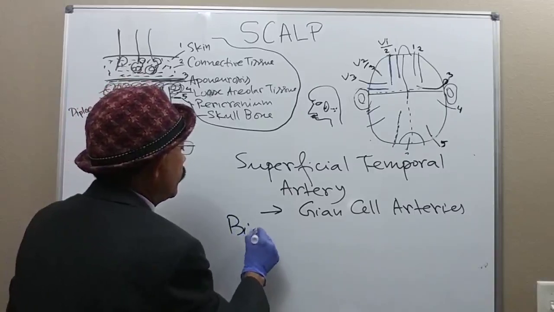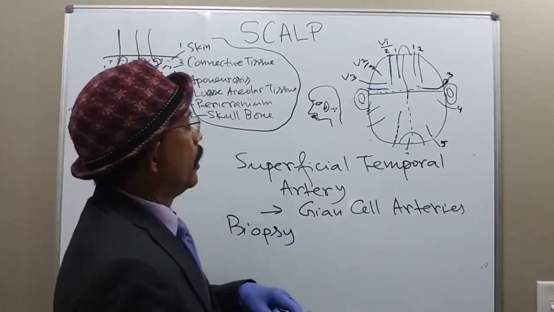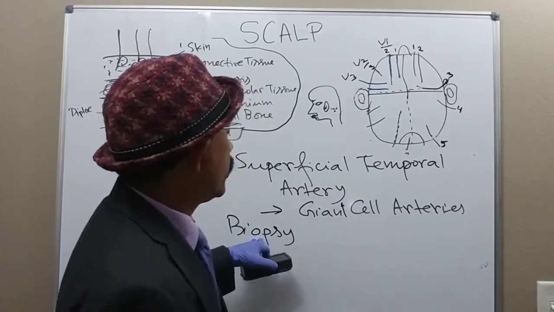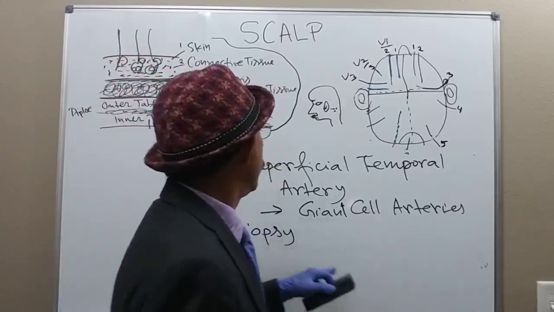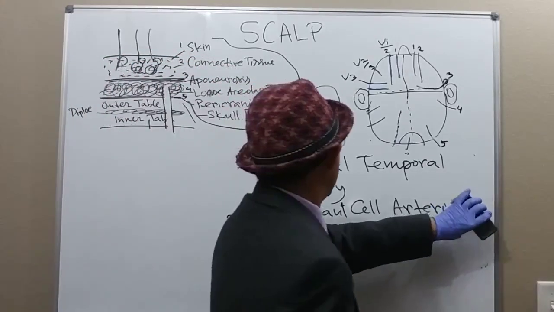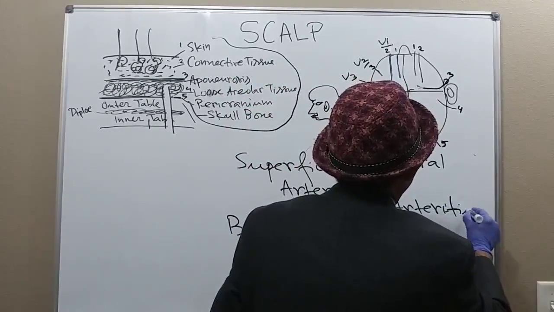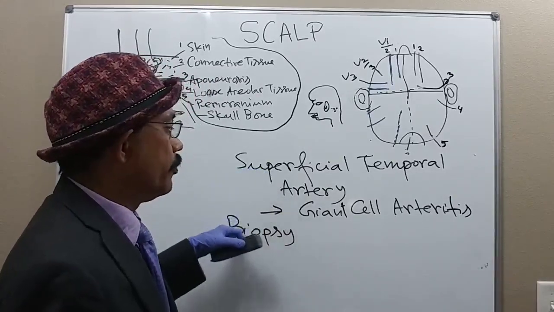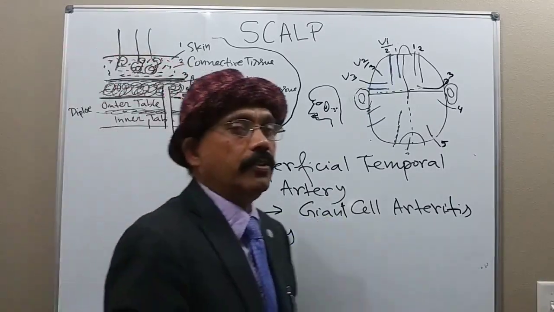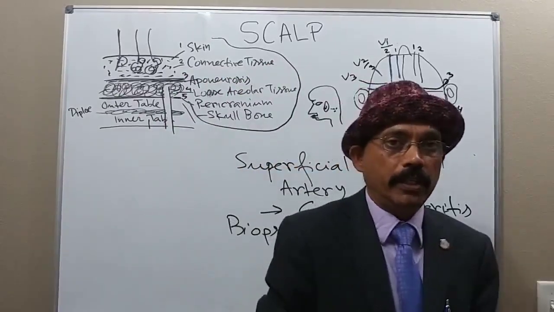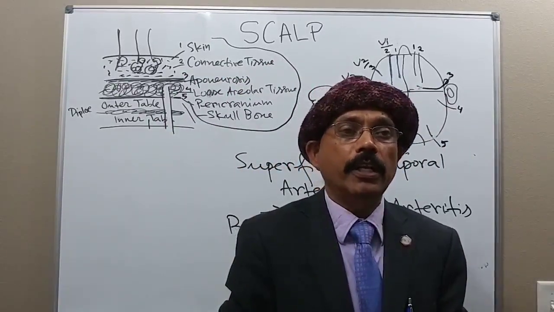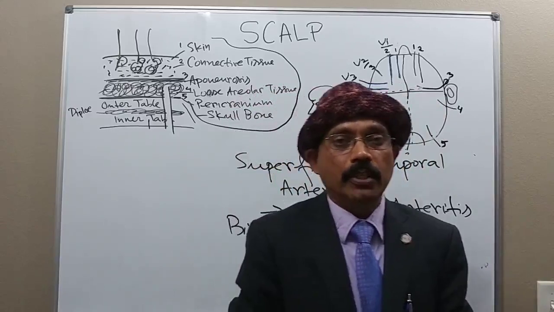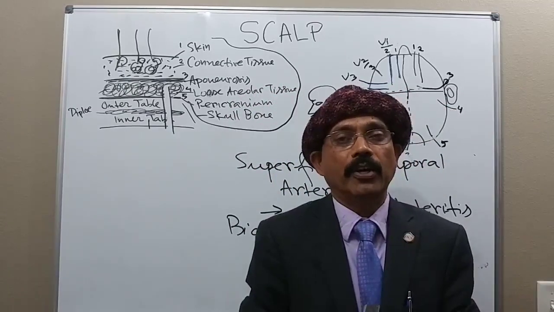The physician takes a sample of this artery to find the giant cells in the wall of the artery by biopsy, to diagnose giant cell arteritis. So this is the artery to take a biopsy from. That is a devastating condition, which may lead to blindness because we may also have intracranial involvement. Okay, so we have covered everything as far as I know about the scalp.